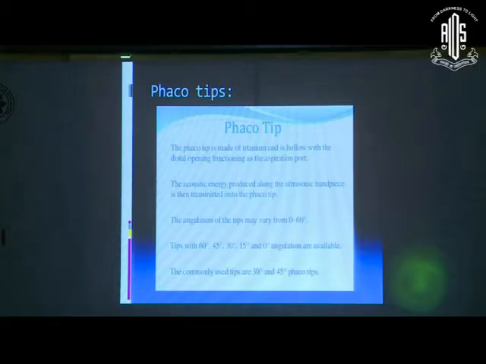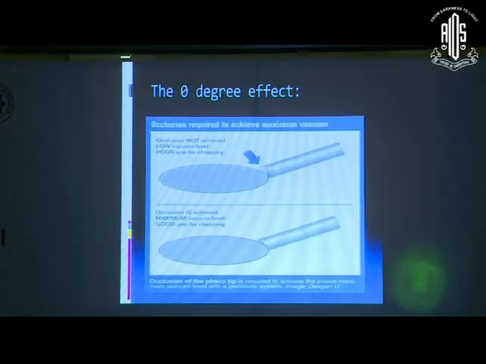And then you will be using a phaco tip inside the eye. That is the part of the machine which goes in, the rest is outside. Tips are of various degrees: 60, 45, 30, 15, 10. I think most of the people are using 30-degree tips. I use a 15-degree tip, but commonly 30 and 45-degree tips are used.